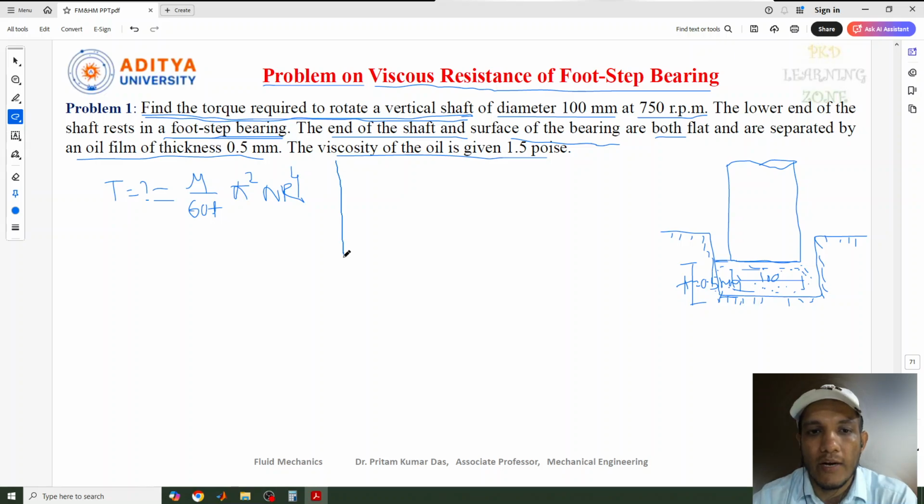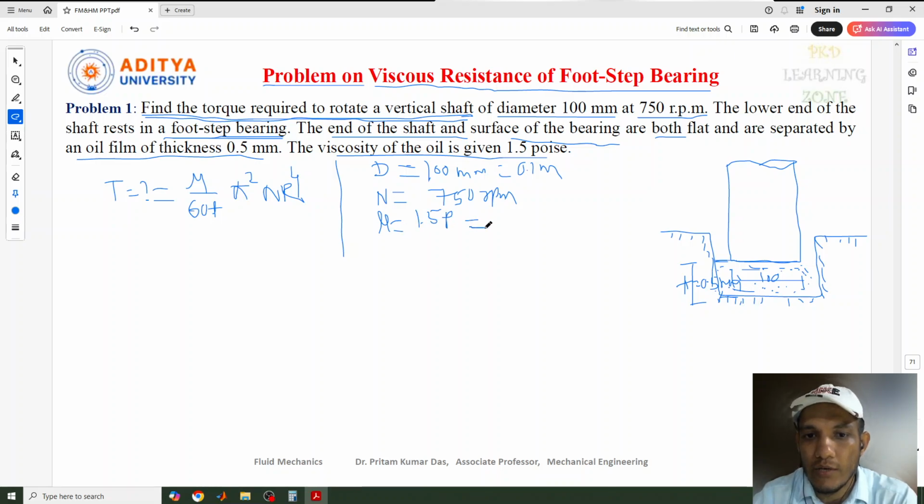So what data is given here? Diameter is given. We can write diameter equal to 100 mm, so we can write 0.1 meter. Next, rpm, speed is given: 750 rpm. Again, mu is given here as 1.5 poise. We can convert that into SI units: you just divide by 10, so you can write 0.15 Newton second per meter square.